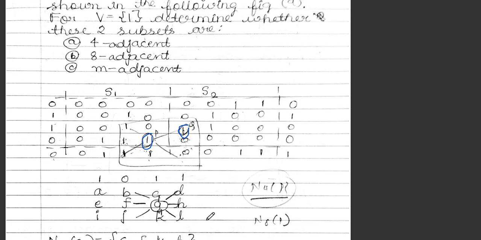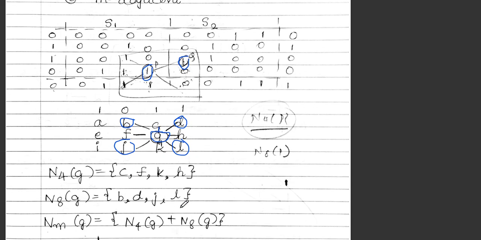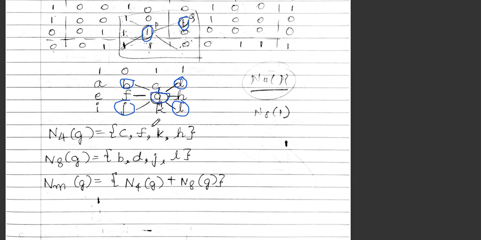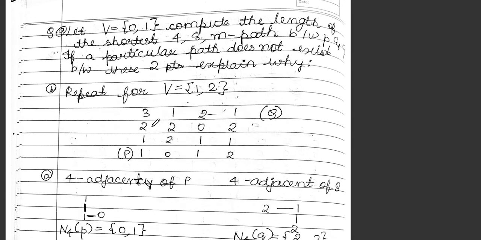Let's consider these points in terms of alphabets. Considering the point P to be point G here, you can see G has 4 adjacent points F, C, H and K, whereas it has the 8 adjacent points B, D, J and L. This is explained by writing it in the form of a set: N4 of G equal to C, F, K and H, and N8 of G is equal to B, D, J and L. And M adjacency is the combination of 4 adjacency as well as 8 adjacency. So we'll look into this problem.